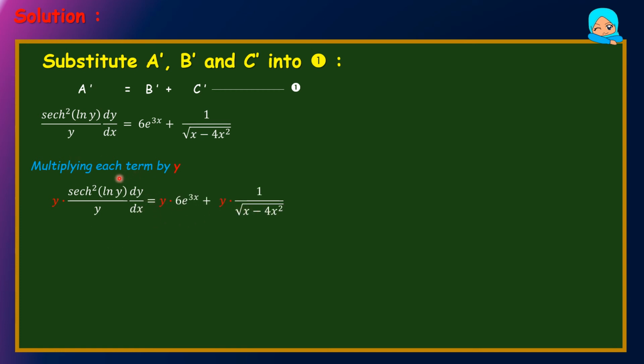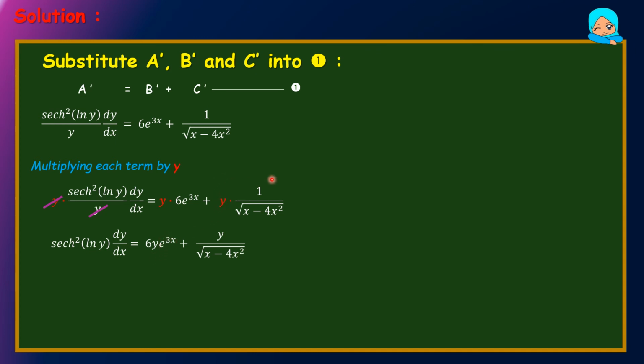Okay, the white color is from the original one. And the red color y is when we multiply each term by y. After we multiply by y, we can eliminate y here and y from the denominator. And after simplifying, we have no more denominator y. So we have sec squared ln y dy over dx. And y from here, we can put beside 6, so we have 6y e^3x.